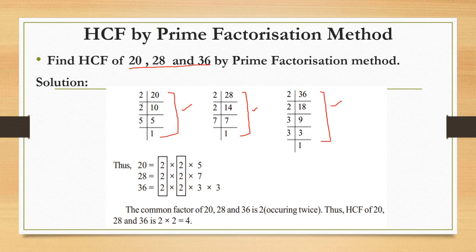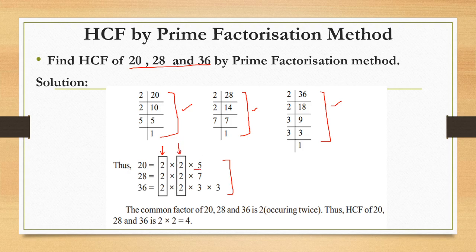Now 20 is written as 2 into 2 into 5. Again 28 is written as 2 into 2 into 7. Now 36 is written as 2 into 2 into 3 into 3. Now remember, in three numbers we have to choose, or circle, one factor that is common in all the numbers. So again we can see 2 is common in the three numbers. Again 2 is common in these three numbers.